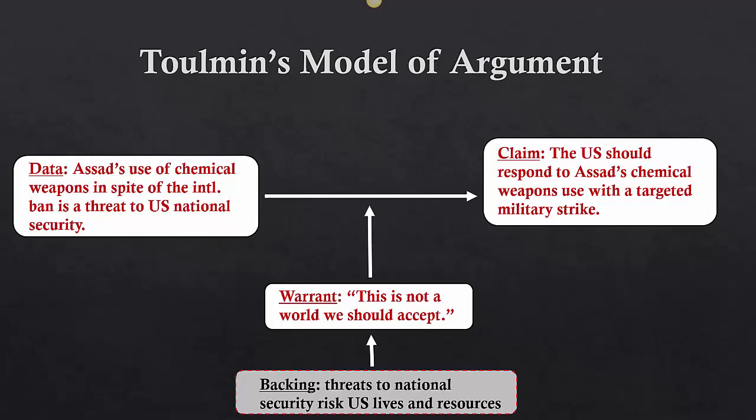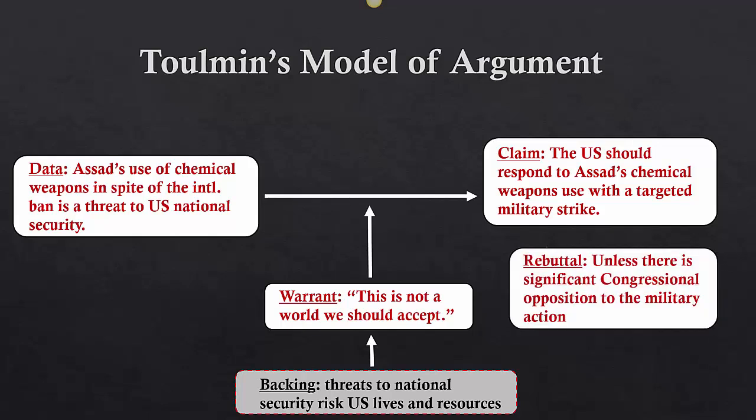So it's these specifics about the nature of the threats to national security that provide evidence to back up the warrant. This is not a world we should accept. We cannot take this threat to national security because it's going to kill people and it's going to sap crucial U.S. resources. Okay, so that's the backing. Now notice that President Obama does provide a rebuttal, although it's a bit indirect.